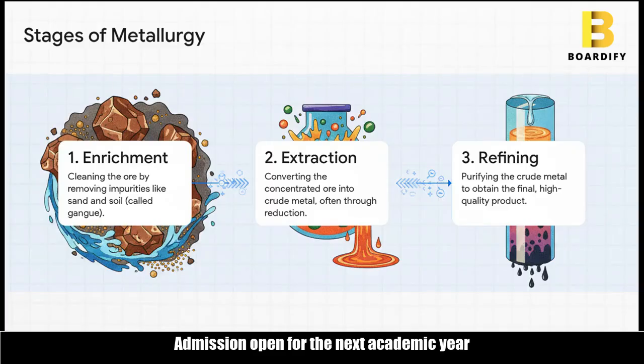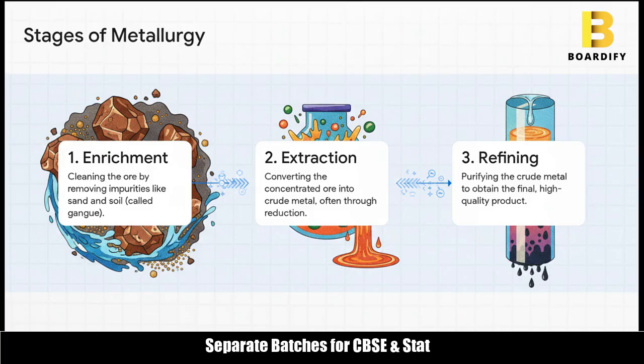Step 1, you concentrate the ore. That just means you clean it up, get rid of all the useless rock and sand and dirt. That junk has a name, by the way. It's called gangue. Step 2, you extract the metal using chemistry, getting a sort of rough, crude version of it. And finally, step 3, you refine it, polishing it up to get that pure, shiny metal we want.